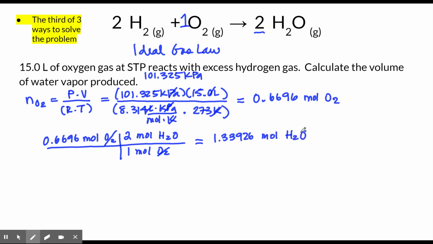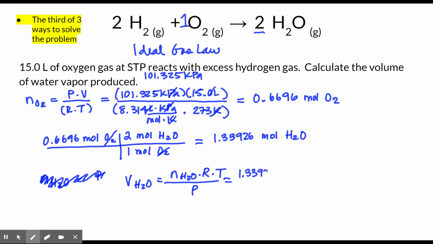We're trying to solve for volume. So again, if you're not into using the shortcut 22.4 liters equals 1 mole, you're going to have to use ideal gas law for that. So number of moles of water would be, again, P. Actually, we're not solving for moles of water. We're solving for volume. Sorry. So volume of water is going to be moles of water times R times T divided by P. Moles of water is 1.33926 moles.